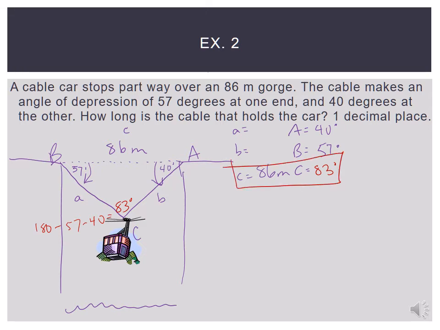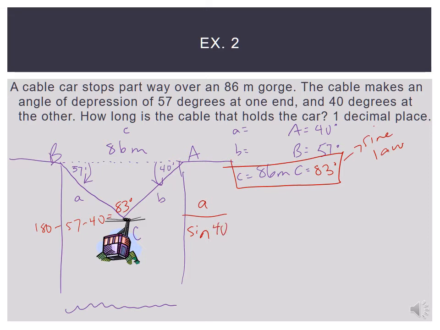Now, do we have a complete letter? Yes. Letter C is complete. And if we have a complete letter, that is our indicator to use sine law. So we do eventually have to find A and B and then add them together. So let's find A first. Sine law, looking for a side length.